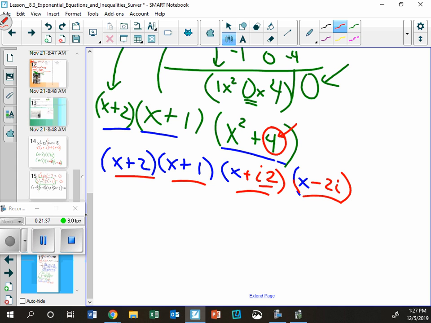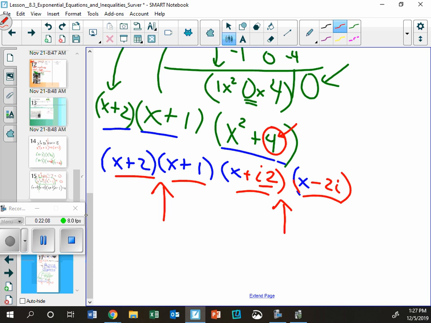And listen to this carefully. All of them are imaginary. True or false? False. Half of them are imaginary. True or false? True. All of them touch the x-axis. False. How many of them touch the x-axis? 2 of them. So 2 of these are x-intercepts. 2 are not. These are real, so they are x-intercepts. These are imaginaries, so they are not x-intercepts.